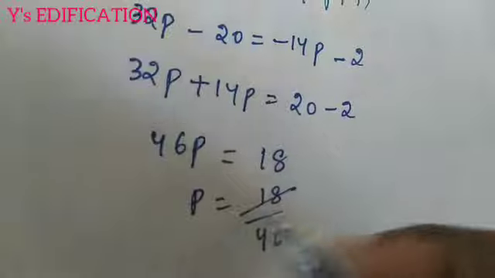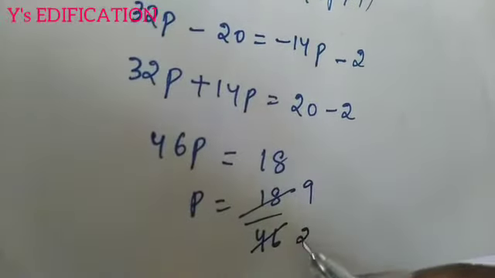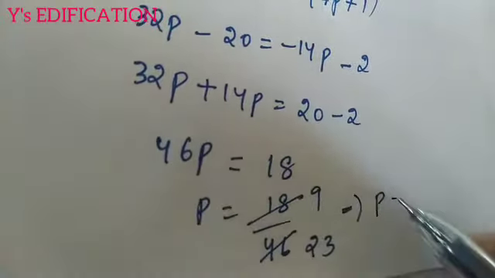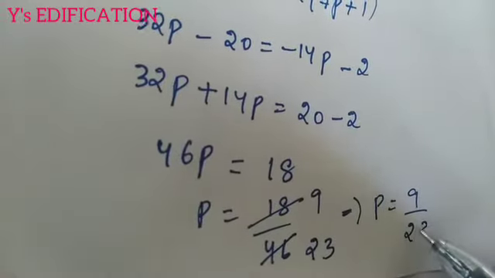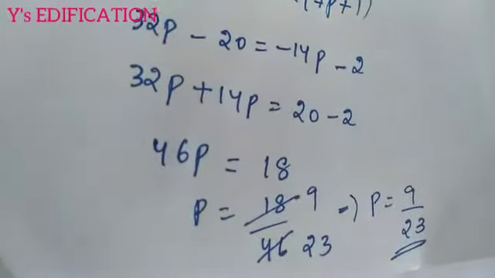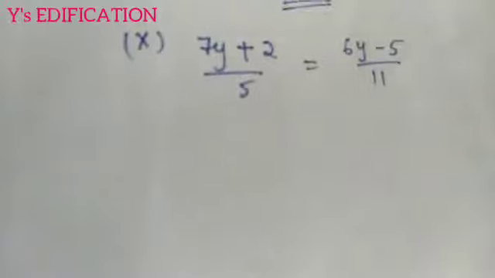Cancel this with the 2 table. 2 into 9, 2 into 23. So we have p is equal to 9 by 23. That's the answer. Okay. Next one.